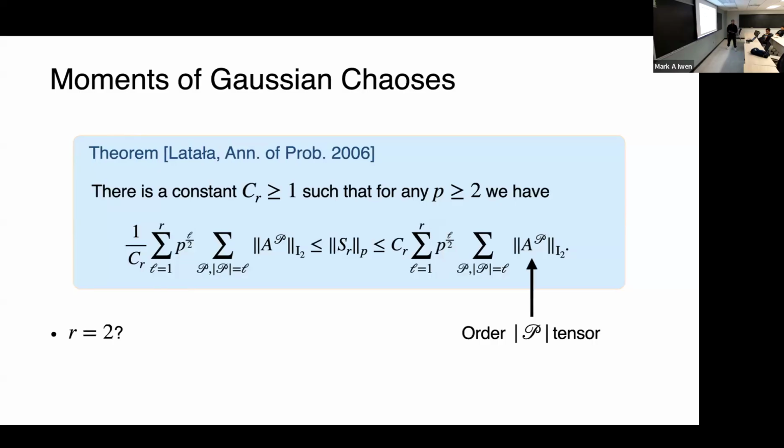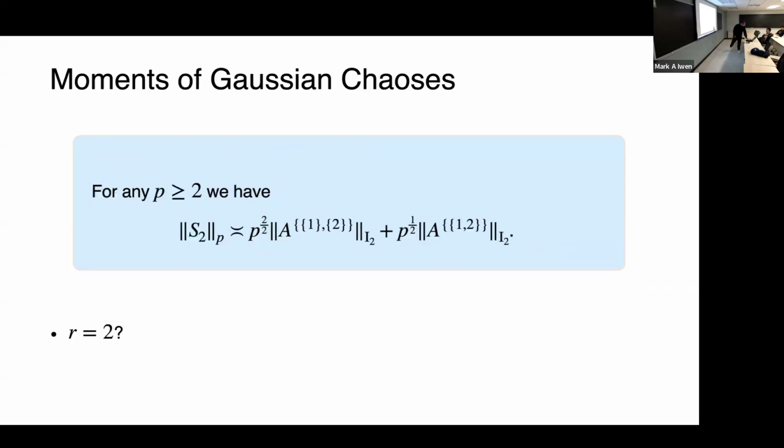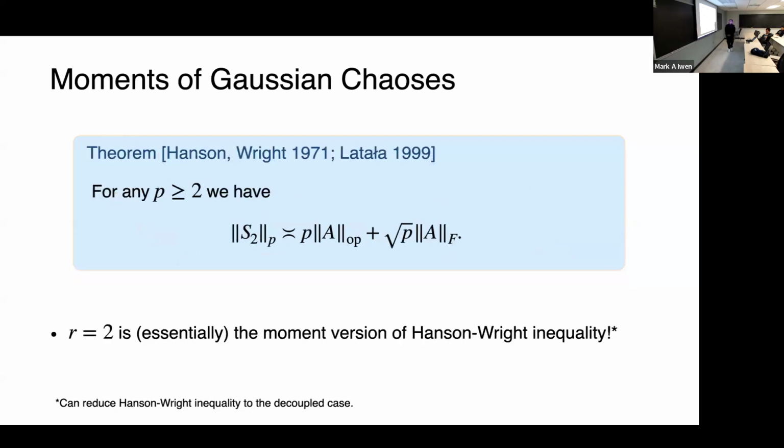Okay, again, now we can ask, what happens when r equals 2? I just plug in r equals 2. There are only two relevant tensors and their injective norms. When you plug this in and simplify, you notice that this is nothing but the operator norm of the matrix A times P plus the Frobenius norm of the matrix times root P.